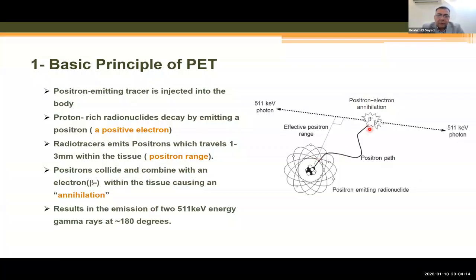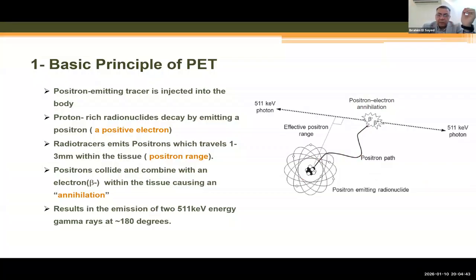This is the positron path, okay? And it ranges from 1 to 3 millimeters. It depends on the radionuclide. Lower energy positrons have shorter range and vice versa. For example, fluorine-18 has a range of 0.6 to 2.4 millimeters. Gallium-68, 0.9 millimeter. Rubidium, which is high energy, is the longest, at 5.9 millimeters.